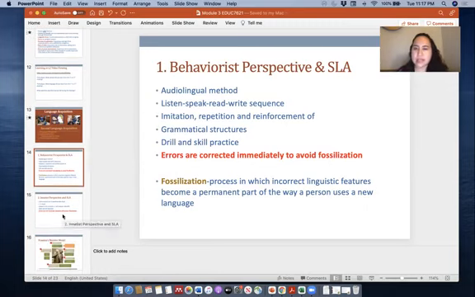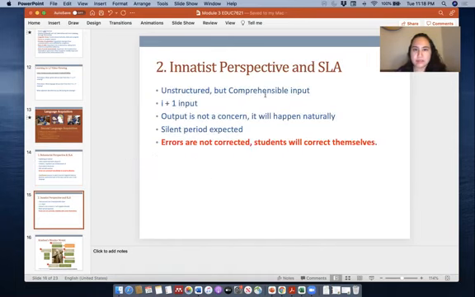You often see this type of approach to language in foreign language instruction, or you often hear it from former students reflecting on their secondary classes. When I say students, I mean higher ed students, so it's higher ed students reflecting on learning a second language in high school, for example. Okay, let's go to the innatist perspective.